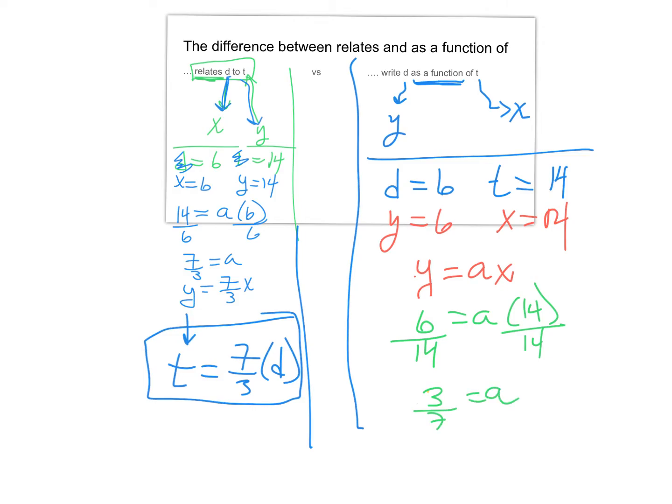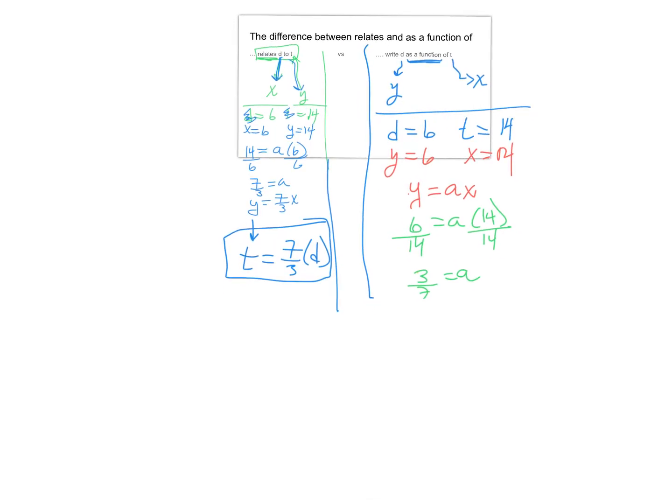So to set up my equation, y would equal 3/7 of x. And make sure you use the proper variables. The y is d, so d would equal 3/7 of t.